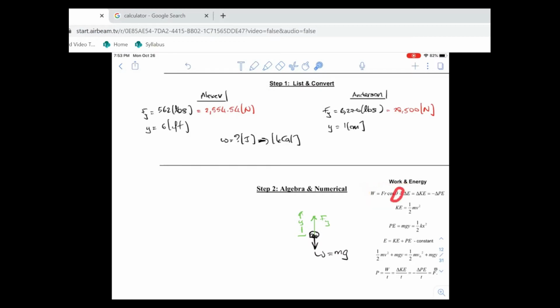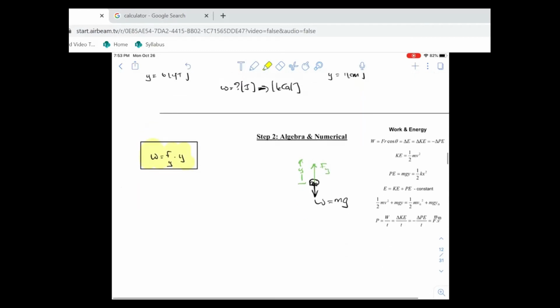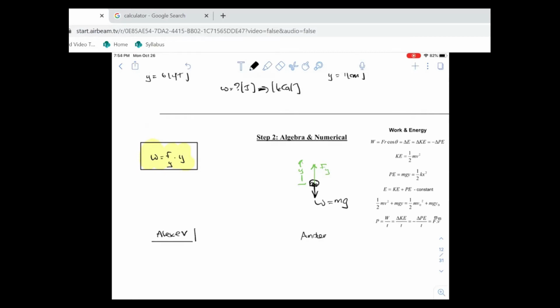Okay, the cosine of the angle is going to be 0. So the cosine of the angle being 0, this term is going to be 0. So force times displacement. So the work done in either case is going to be force on the y direction times displacement on the y direction. So it's going to be the same. So it's a single formula. We don't have to do any work. And we will apply the same formula to both cases. That's all we have to do. Straightforward. All right, so in the case of Alexev, we're going to end up getting a number. And in the case of Anderson, we're going to end up getting a different number.